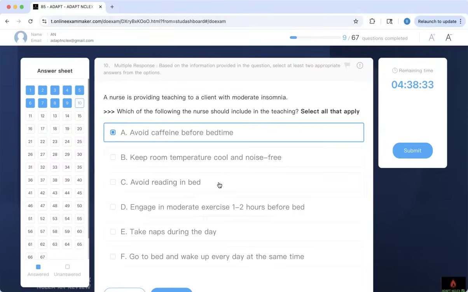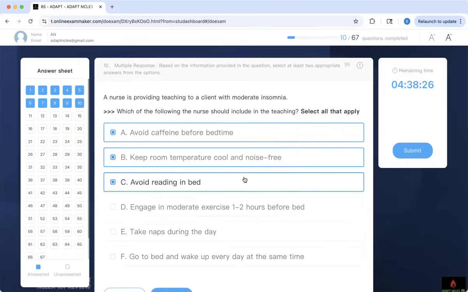Okay, that's good. You should avoid reading in the bedroom. Okay, that's good. Engage in moderate exercise 1 to 2 hours before bed. No, at least 4 hours. You're not going to sleep. If you take naps during the day, you're not going to sleep. You should go to bed and wake up every time at the same time.